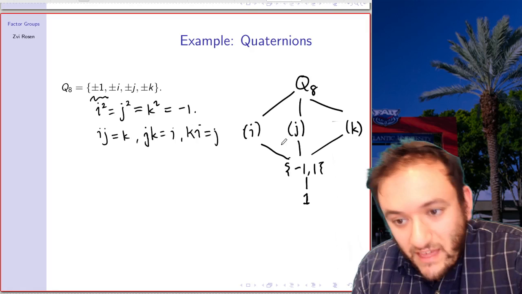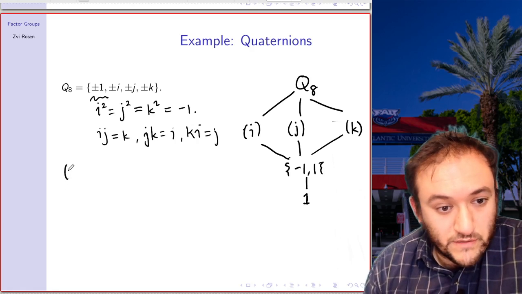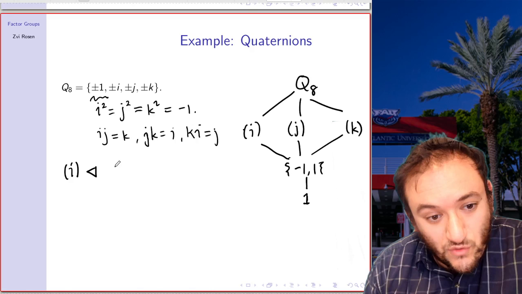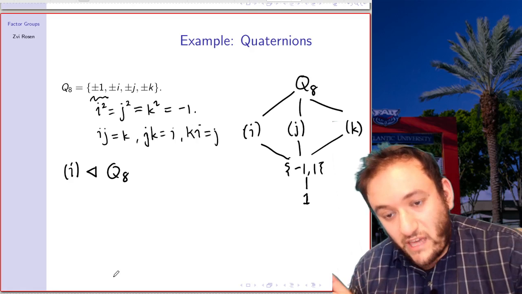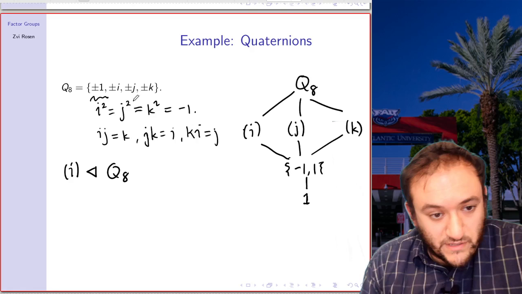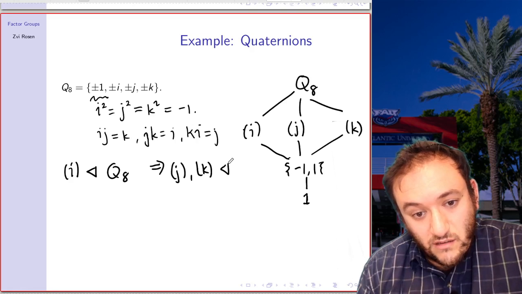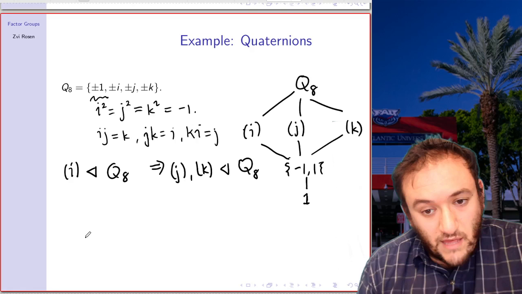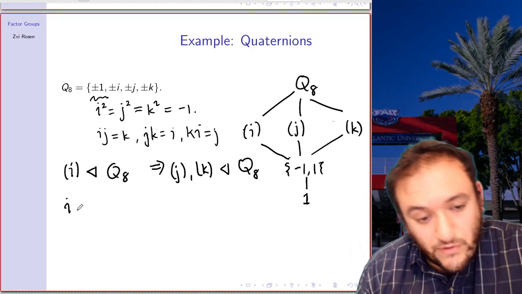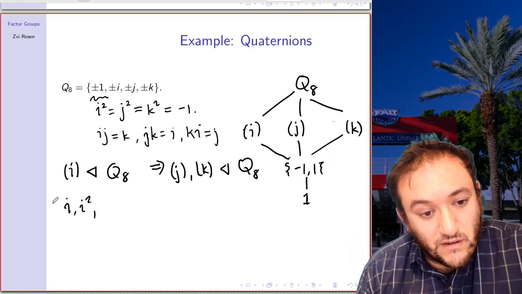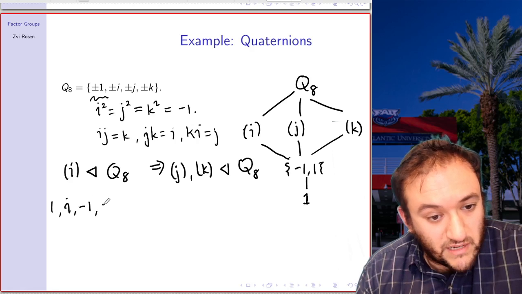An interesting thing about all of these subgroups is that they're all normal. So the subgroup generated by i is normal in Q8. And because i, j, and k are equivalent up to symmetry, this also implies the subgroups generated by j and k are normal in Q8. Let's see why this is true. So we have the set 1, i, minus 1, and minus i.